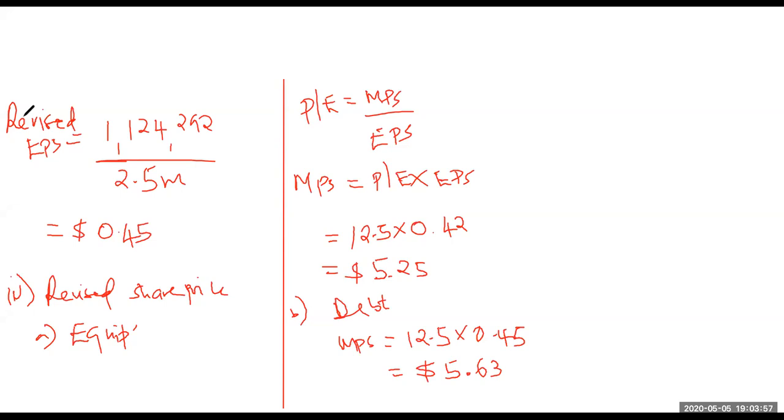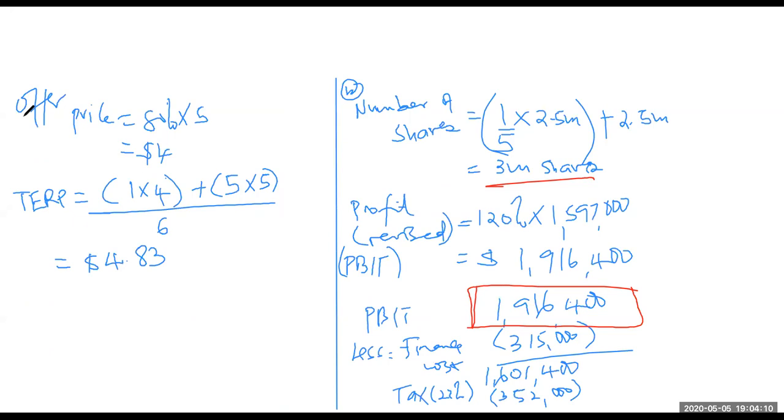So the two methods are good, because the share price under equity was 5.25 and under debt was 5.63, and they're both higher than the theoretical ex-rights price, which we got as 4.83. So they're good methods for financing.